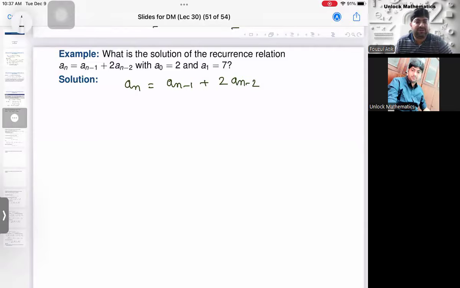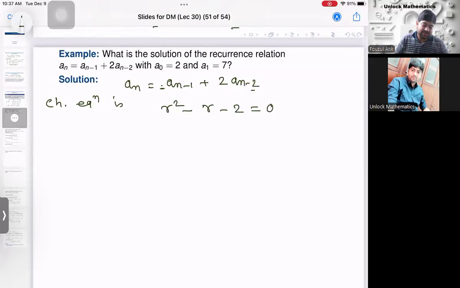What is the degree of it? It is of degree 2. So the characteristic equation will be of degree 2. What is the characteristic equation of it? Since it is degree 2, it will start from r square minus this coefficient, which is 1, times r, minus 2 equal to 0.